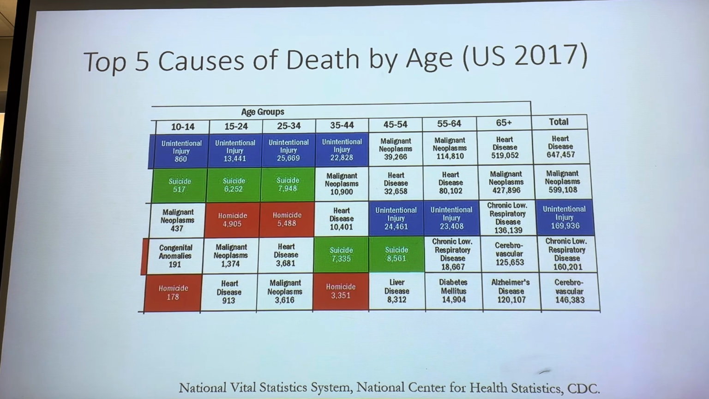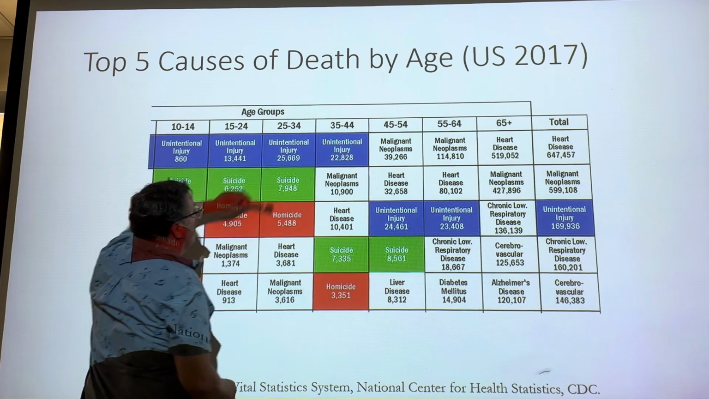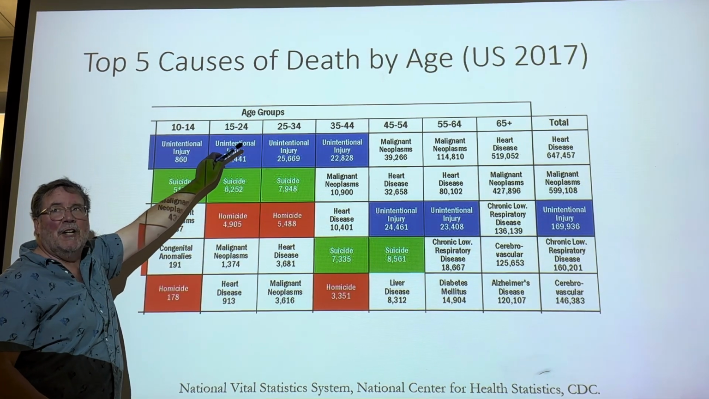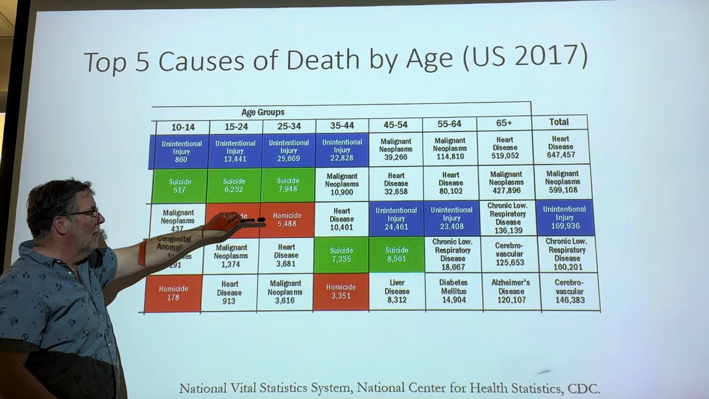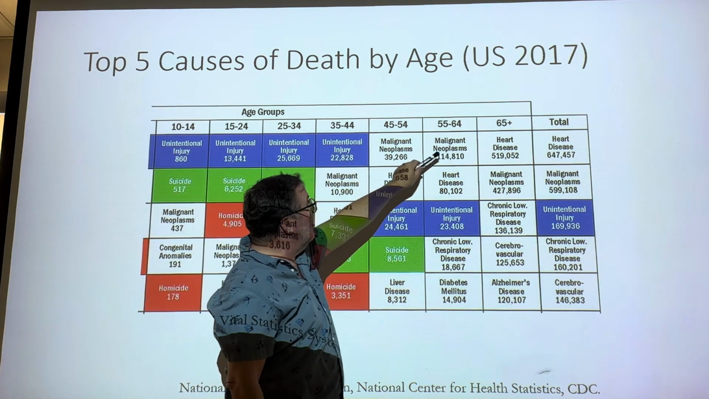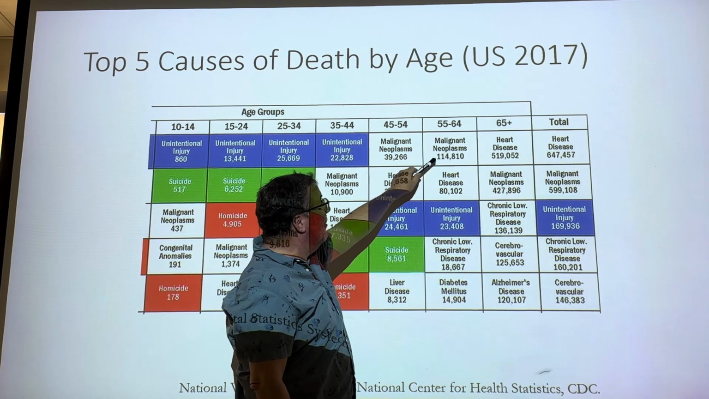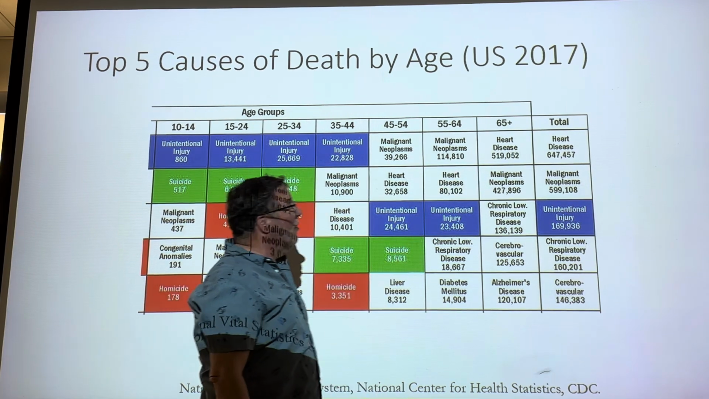If we look at the top 5 causes of death by age, 2017, this is kind of fun to go look for. Like, okay, most of you guys are someplace in here. Unintentional injury, I'll show you some data about what that really means. Suicide, that's kind of sad. Homicide, that's kind of sad. I'm in the cancer range right here. But then in a couple of years, I'm going to enter the heart disease phase.